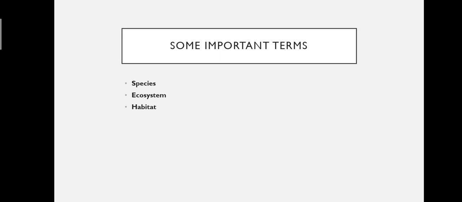A species, what are these species? A species refers to a group of organisms that have common characteristics and can interbreed among themselves. Species are a group of organisms, either plants or animals, that have common characteristics, and they have the capability to interbreed among themselves. Interbreed means for their future generation.